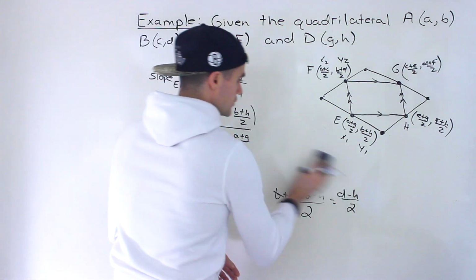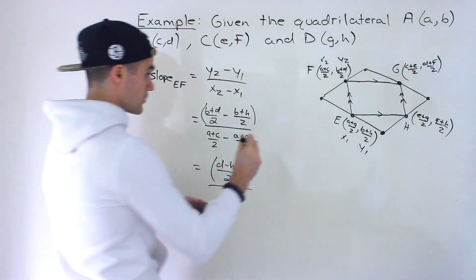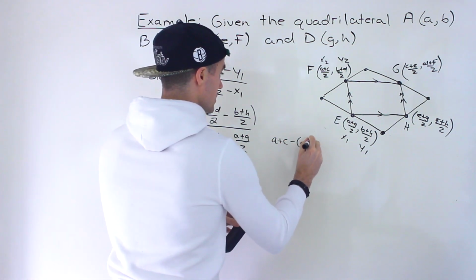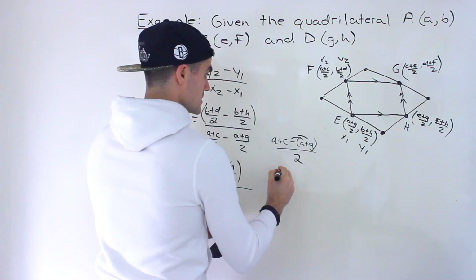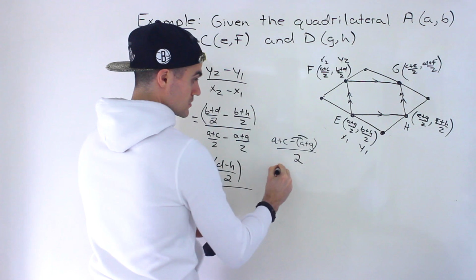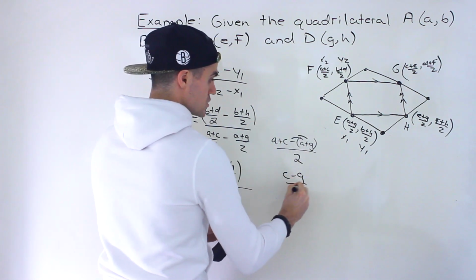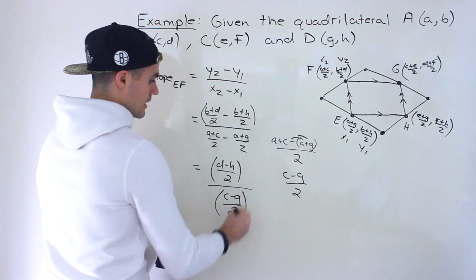Okay, and then if we do the exact same thing with the denominator, combine them into one fraction, notice a plus c minus a plus g, that's going to be over 2. Distribute the negative inside, so the a's would cancel out because we'd have a plus c minus a minus g, so we'd be left with c minus g over 2. So this would be c minus g, that's going to be over 2.